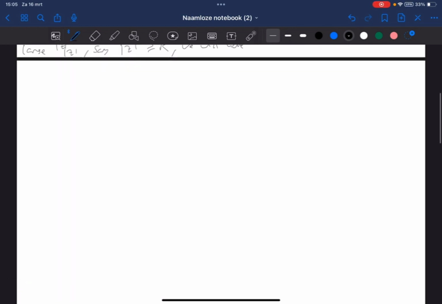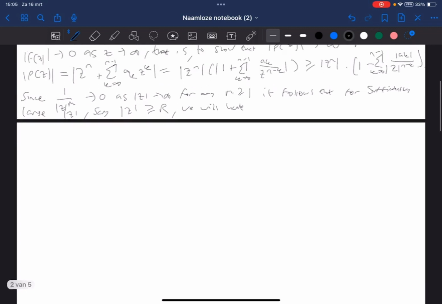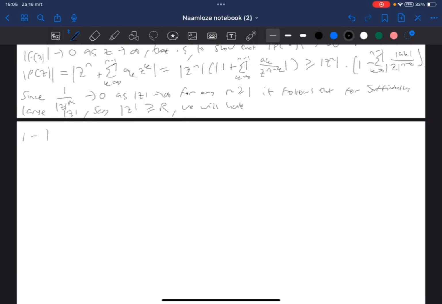So what will we have there? I'm going to need that end of the thing I've written down. You're going to have 1 minus this sum from 0 to n minus 1 of the modulus of ak divided by the mod z to the n minus k, and that's going to be greater than or equal to 1 over 2 in that case. Thus, this is pretty much the end of the proof now. For the modulus of z being greater than or equal to r, this is my final remark.